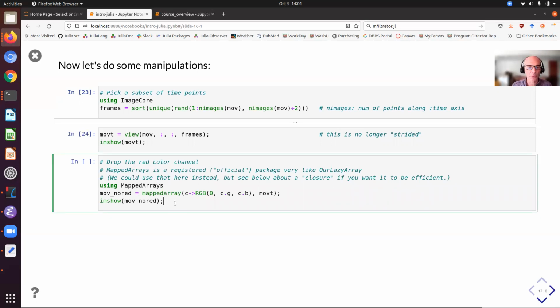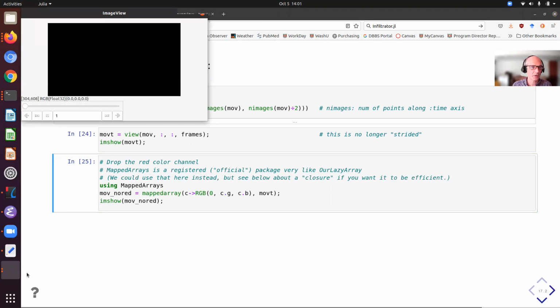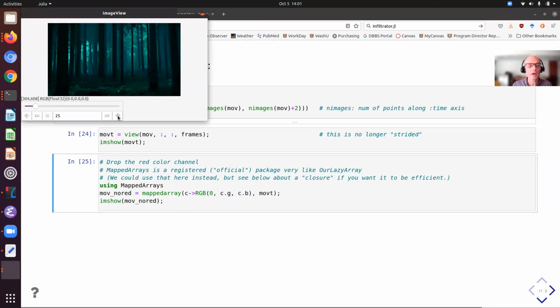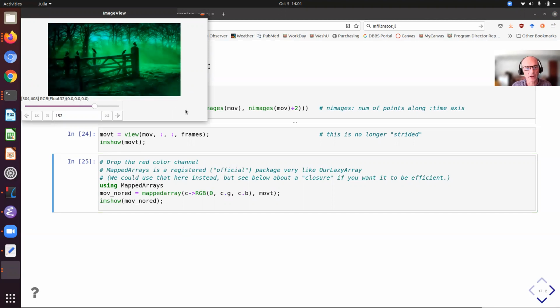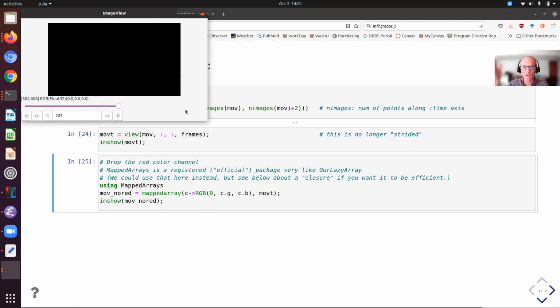Let's do a further manipulation. I'm just going to drop the red color channel. I'm going to use a package here called mapped arrays, but that's actually almost the same thing as our lazy array that we created earlier. So if we look at this and we play this movie, oops, where did it go? There it is. Now you can see everything looks kind of cyan colored because we've dropped the red color channel. So this is another lazy manipulation on top of the frame selection that we've made.